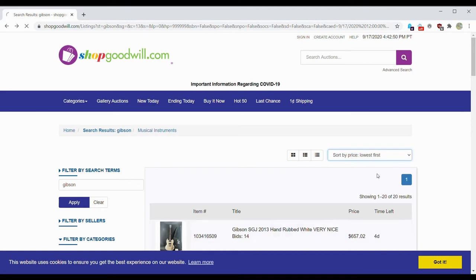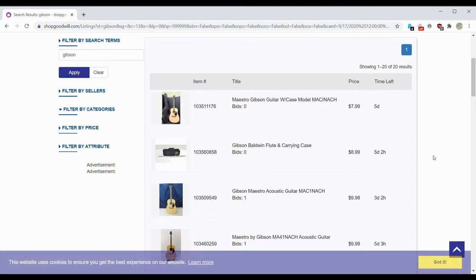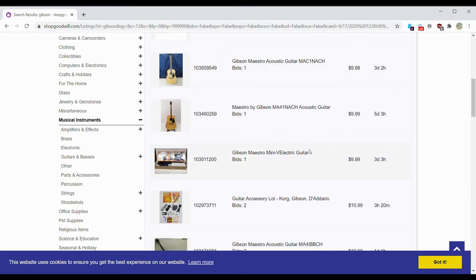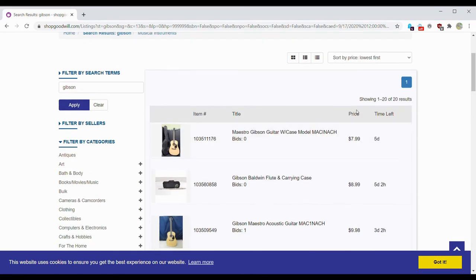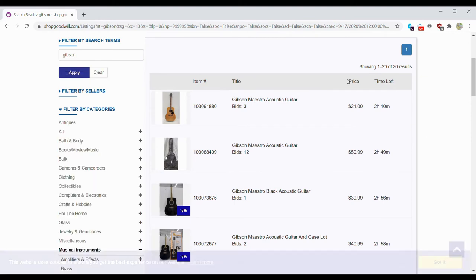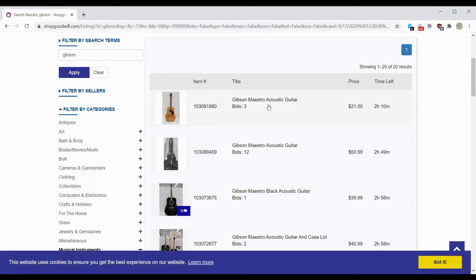So if we go to lowest first, Maestro by Gibson. Nobody likes those things anyway. Gibson Maestro, Gibson Maestro, off of like $10. I mean, you can probably get an acoustic guitar for $10. Let's look at the ending soonest here. Yeah, right here. Gibson Maestro Acoustic. So it's not a real Gibson. It's like a Chinese thing where they gave their name to it.